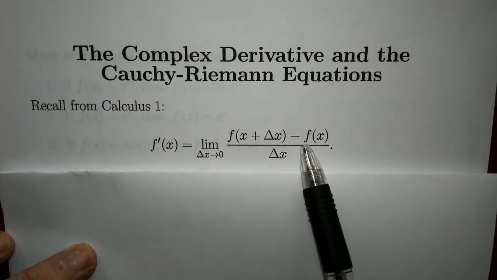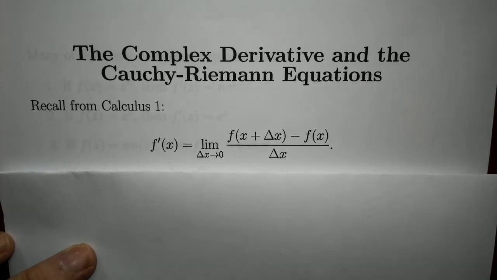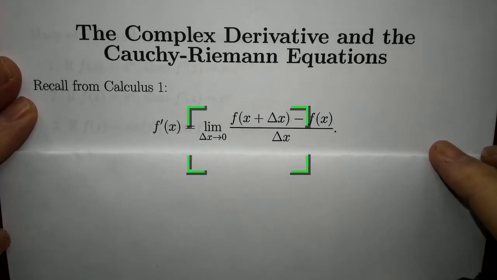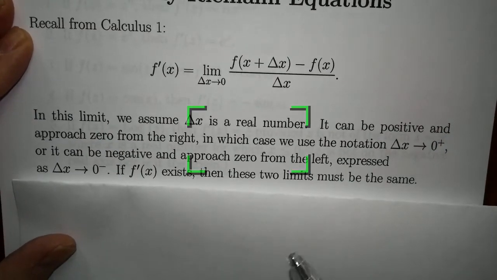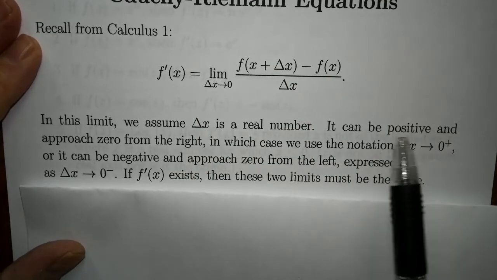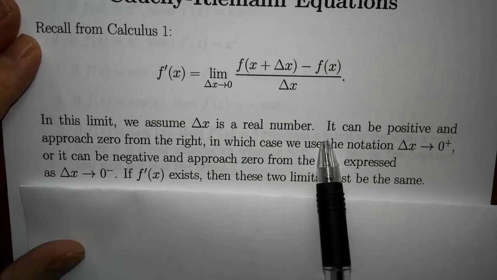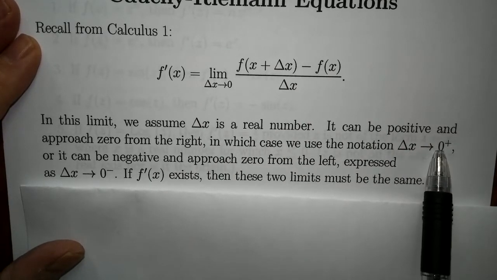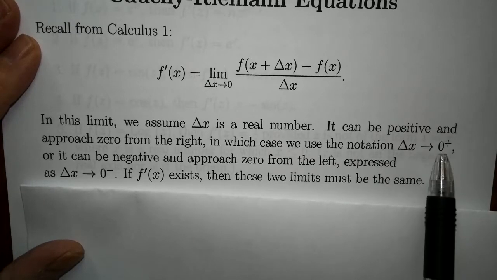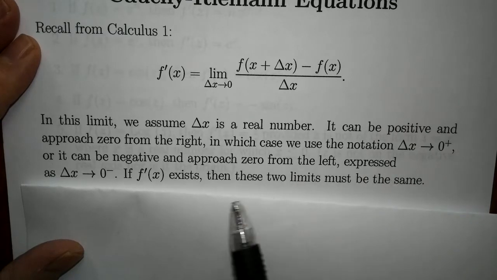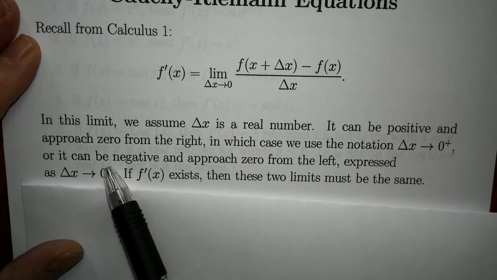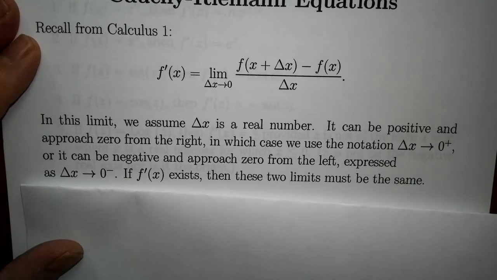You may have seen this definition where h is used instead of delta x, but the idea is the same. Now in this limit, we assume that delta x is a real number. It can be positive and approach 0 from the right, in which case we use the notation delta x goes to 0 plus, with a superscript there. Or it can be negative and approach 0 from the left, which we can express as delta x goes to 0 with a superscript minus. And if f prime of x exists, then these two limits must be the same.